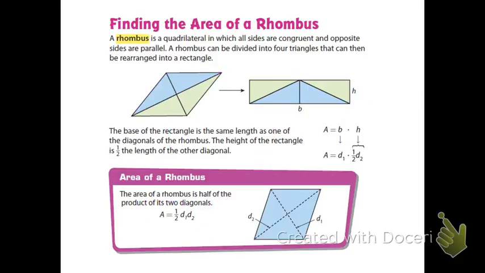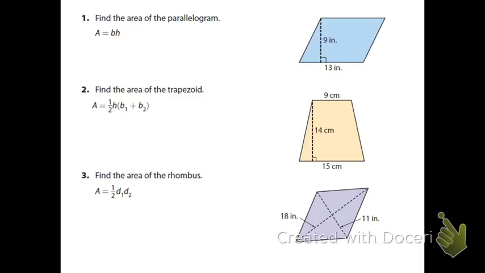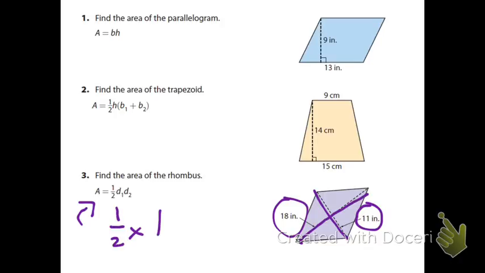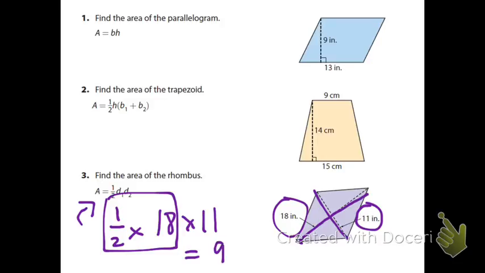So let's go back to our problem. And we have 1/2 the first diagonal times the other diagonal. So we have our two diagonals. That's the line that goes across diagonally. So I have 1/2 times 18 times 11. I can do this part first. 1/2 times 18 is 9. Then I multiply that by 11 and I get 99 square inches. And that's how you find the area of a parallelogram, a trapezoid, and a rhombus.